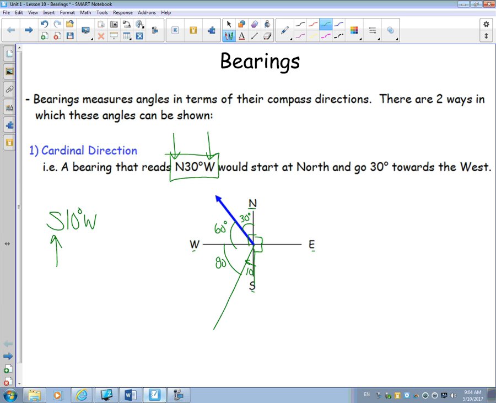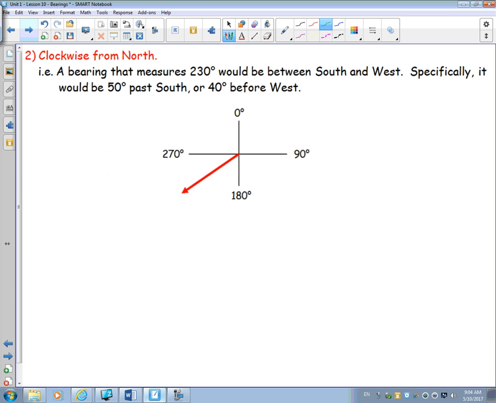Okay, so that's one way of measuring a bearing, cardinal directions. The second way, a standard bearing, measures from north. When we go from north, we always go clockwise. Because we're 90 degrees apart, I know this is 90, 180, 270, and then back to 360 again. So if I had a bearing that measured 230, that means it's gone clockwise 230 degrees.